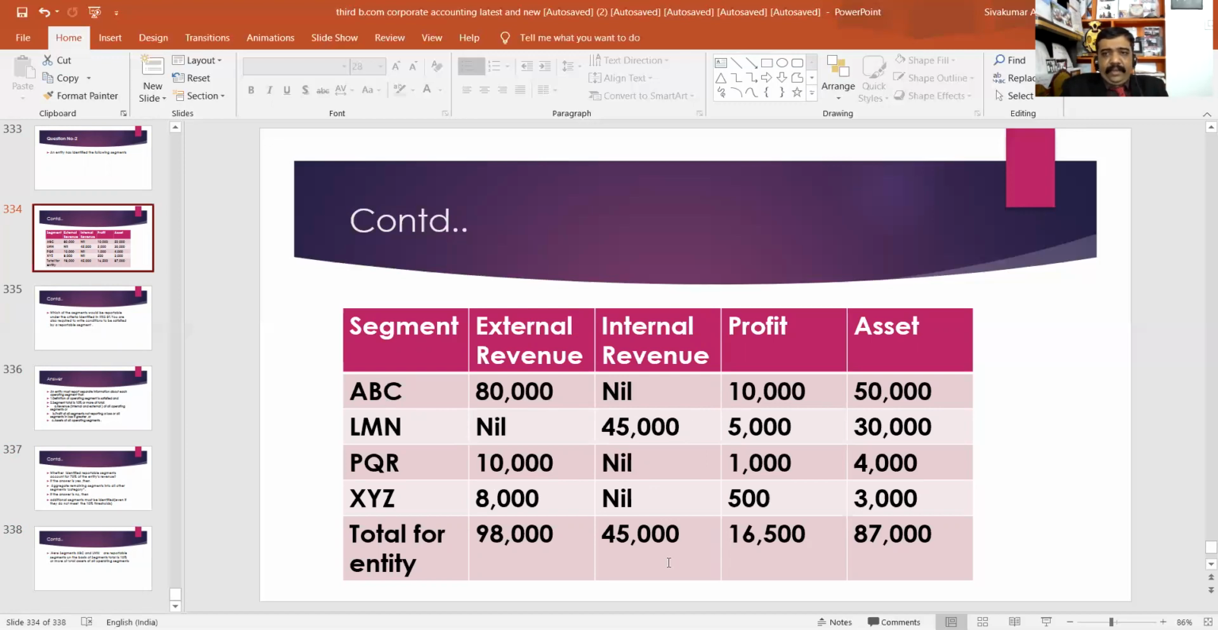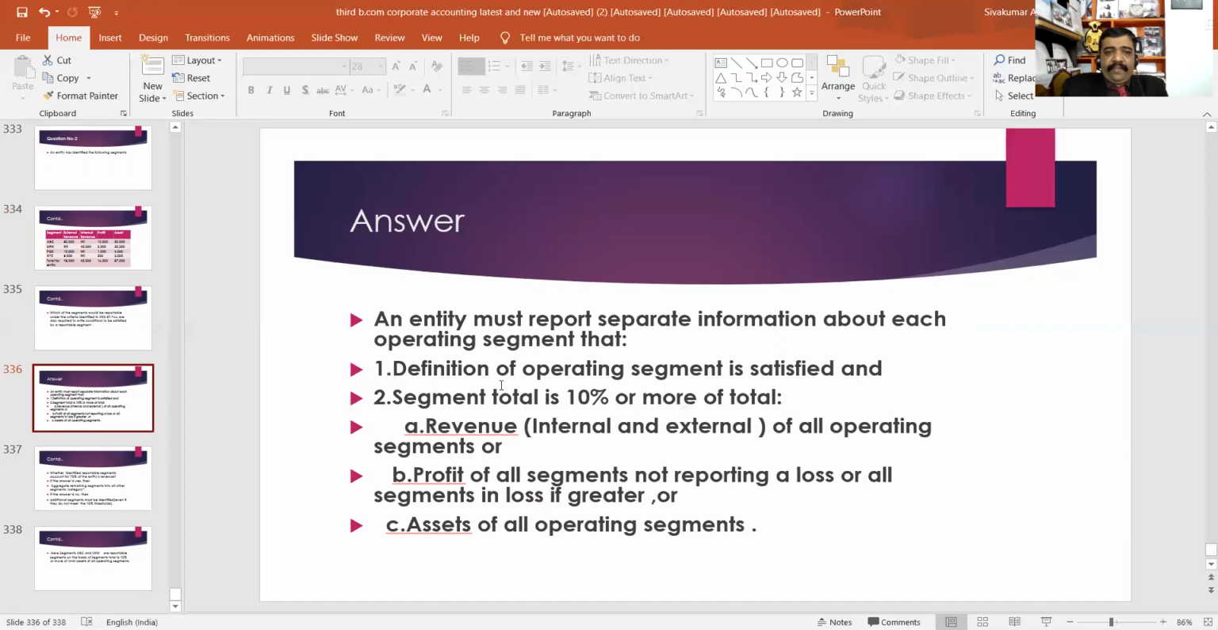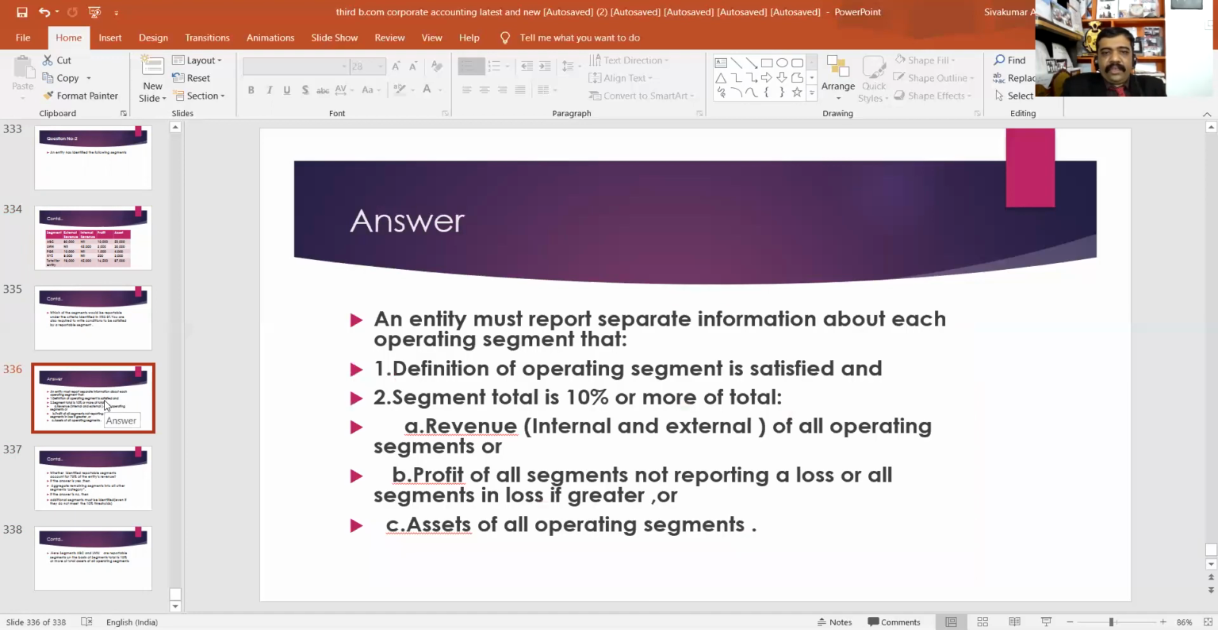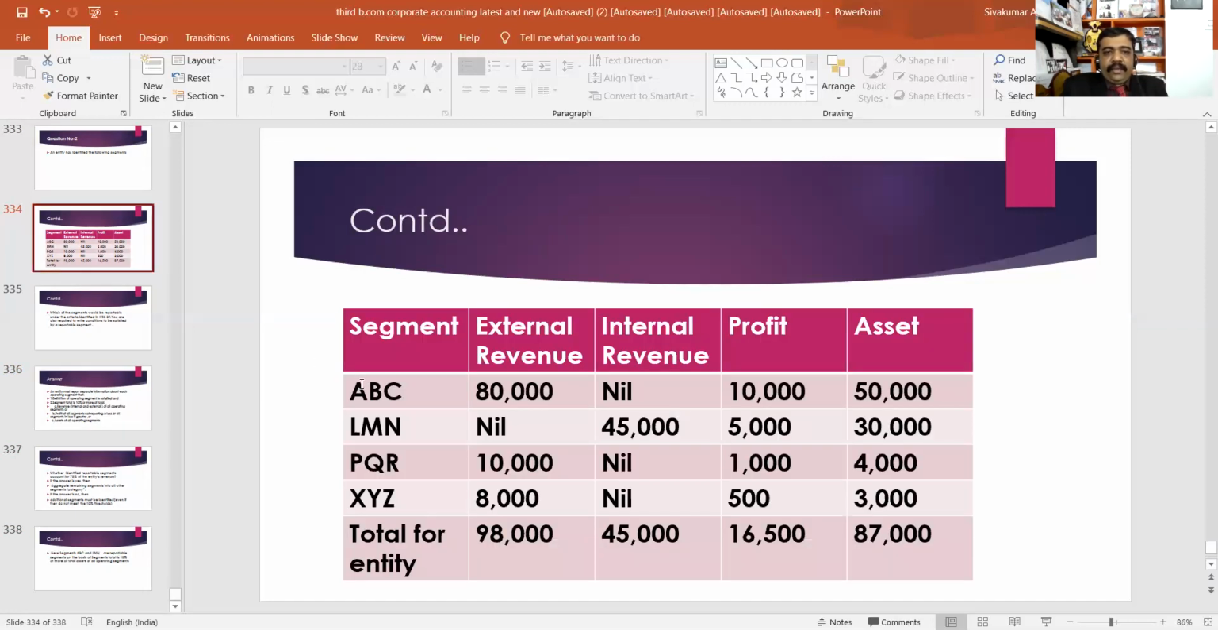On the basis of the two conditions, the first condition, the definition of operating segment, is satisfied. From the question, we may conclude that all segments are operating segments. Why? External revenue, internal revenue, profit, assets, etc. are given with respect to all segments. That means we may conclude that all segments are operating segments. Now we have to discuss the second condition. On the basis of condition 2A, you may conclude that segment ABC and segment LMN are reportable segments.